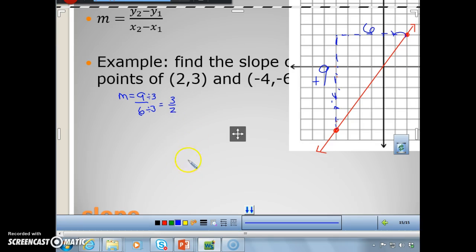So you can do it graphically, or you can use these numbers and the formula. If we do that, let's call this x1, y1. This is going to be x sub 2, y sub 2. So if I put it in the formula, y sub 2 is -6 minus 3 over -4 minus 2. Negative divided by negative is positive. We reduce. So you can notice that we got the same answer.